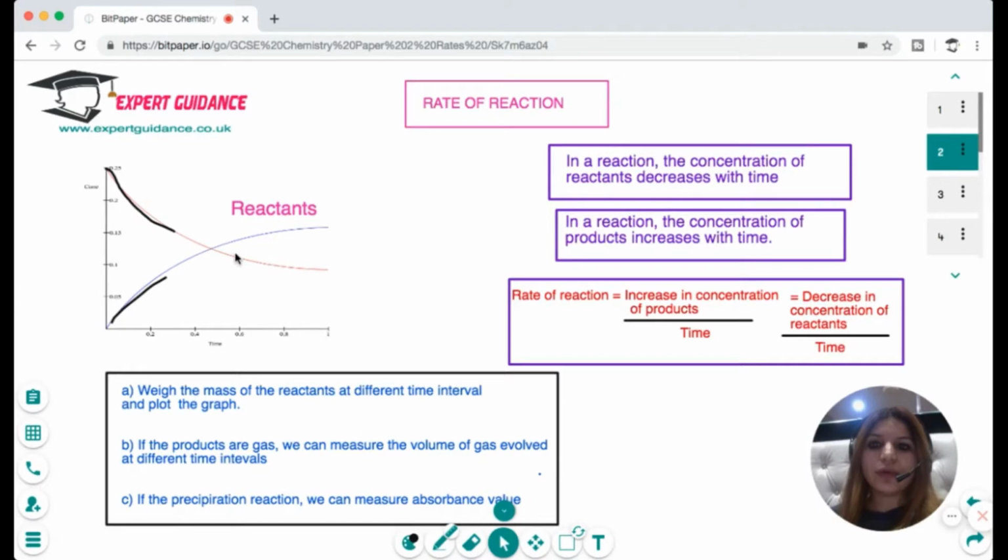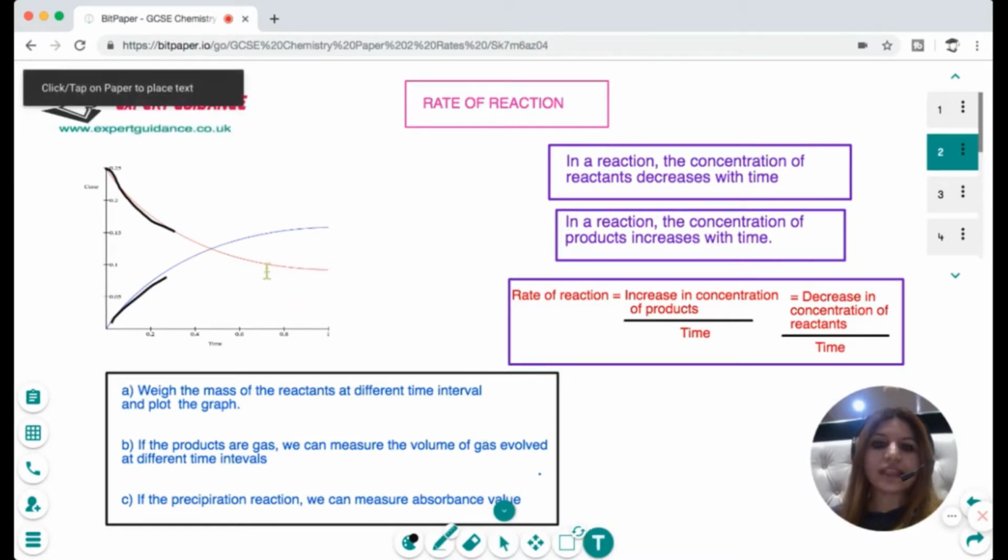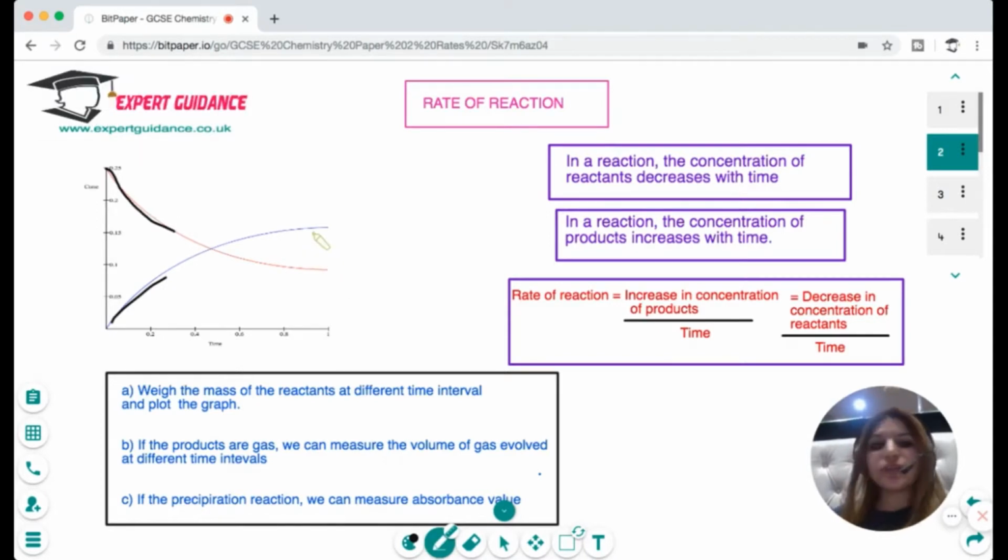The blue graph is of the products, and this red graph is showing us the reactants, that the level of the reactants is decreasing with time and the products is being built up. So in order to measure the rate of the reaction, we can use the change in concentration of the reactants and the product. So rate of the reaction is the increase in concentration of product with time or the decrease in the concentration of reactants with time.